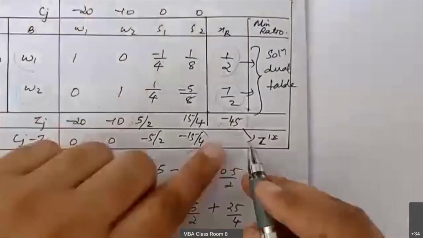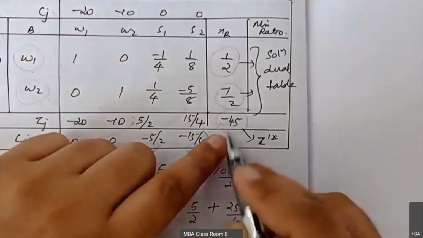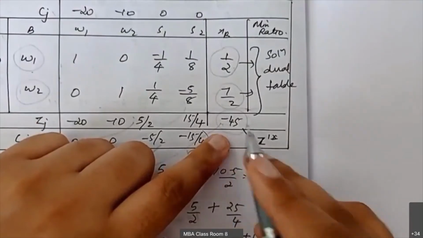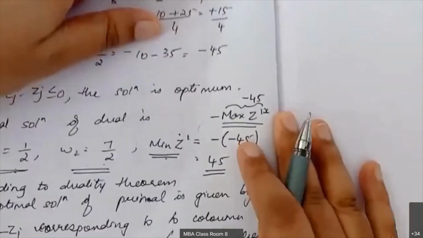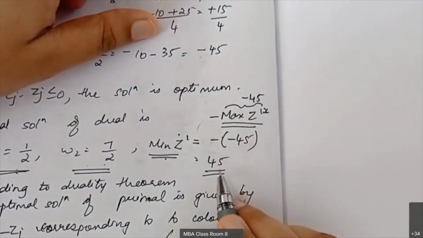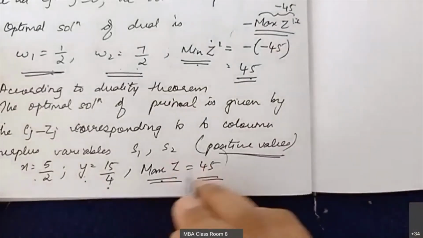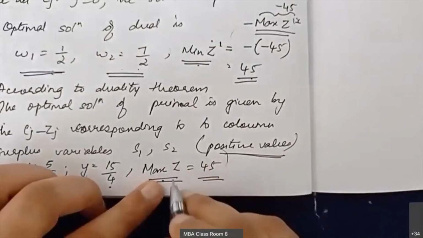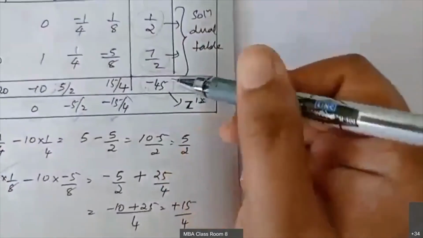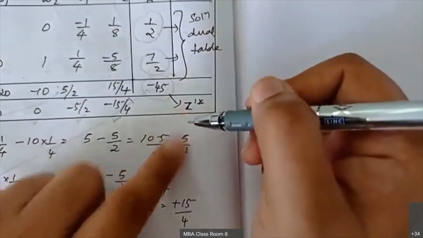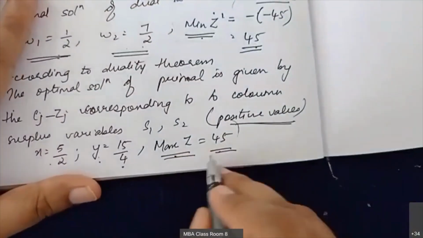Take only the positive values. Don't take the maximization Z value as minus 45, because we have already converted it into max and we have to reconvert it into the minimization value. The minimization value you get here is 45. This 45 is going to be the primal maximization value. So this 45 is what you have to take down. Don't take the value immediately from this table for Z. If you have to convert it back into the minimization, convert that and only take that as the maximization value. So that is 45.